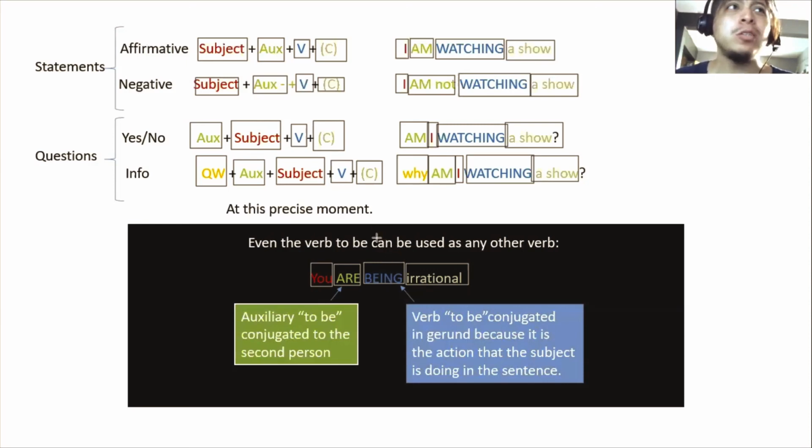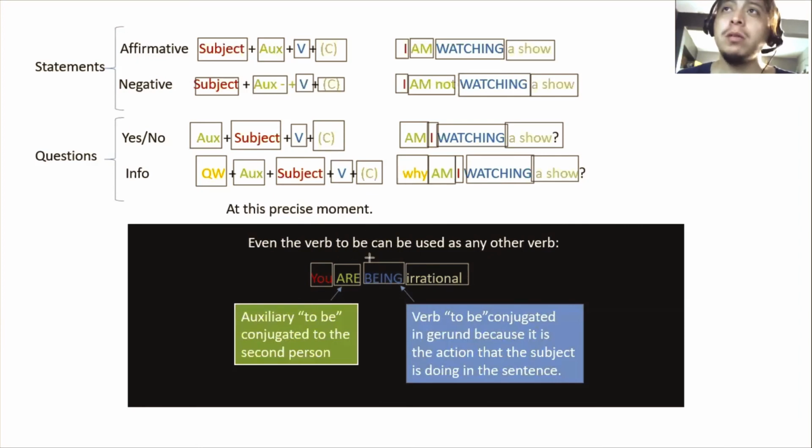I am being, yo estoy siendo. Recuerden que en español estar y ser son el mismo verbo. En inglés tenemos to be, que funciona como los dos. En español tenemos dos, estar y ser. Aquí dice yo estoy siendo o tú estás siendo irracional. En este momento estás siendo. ¿Ok? Entonces esta parte es bien importante.